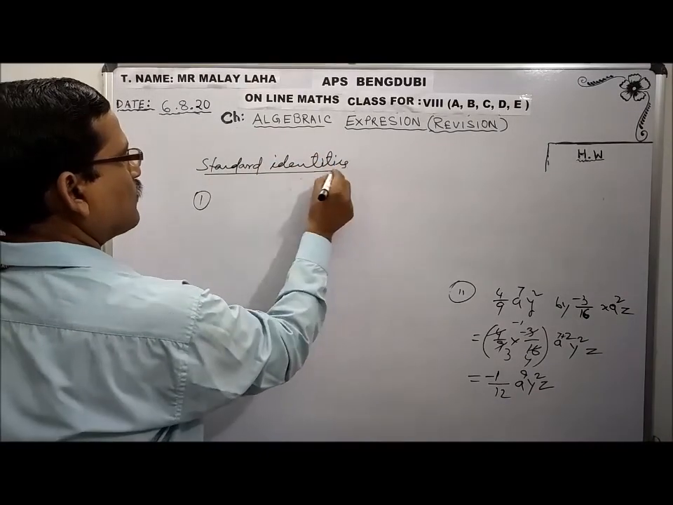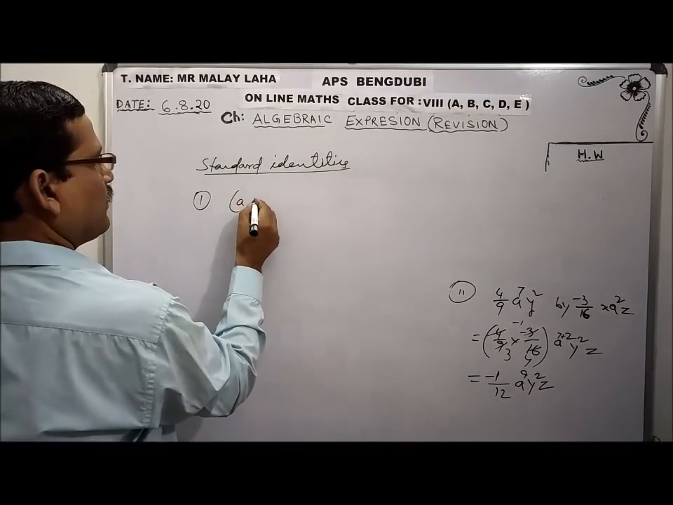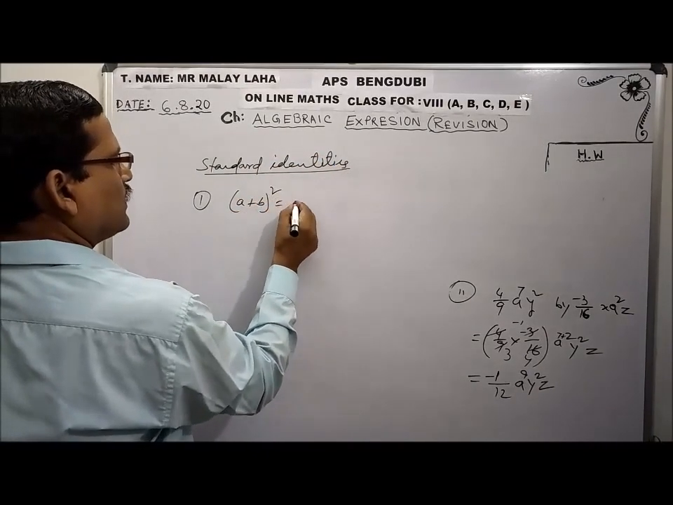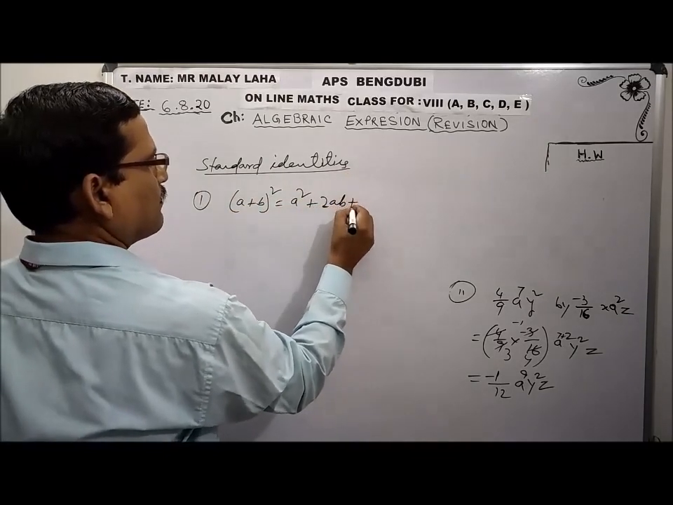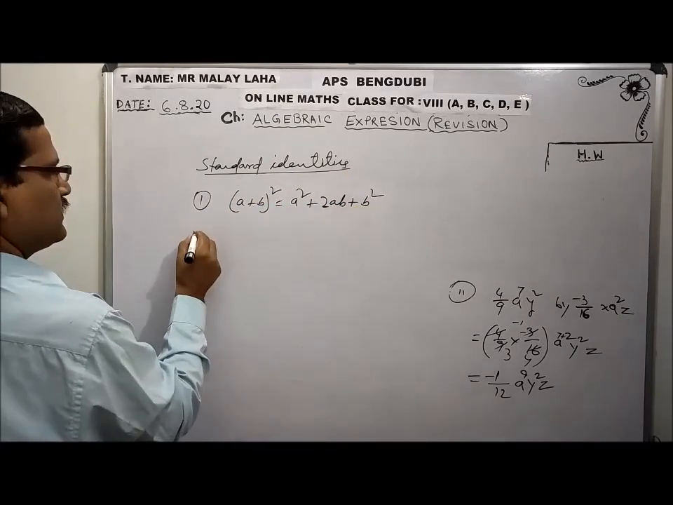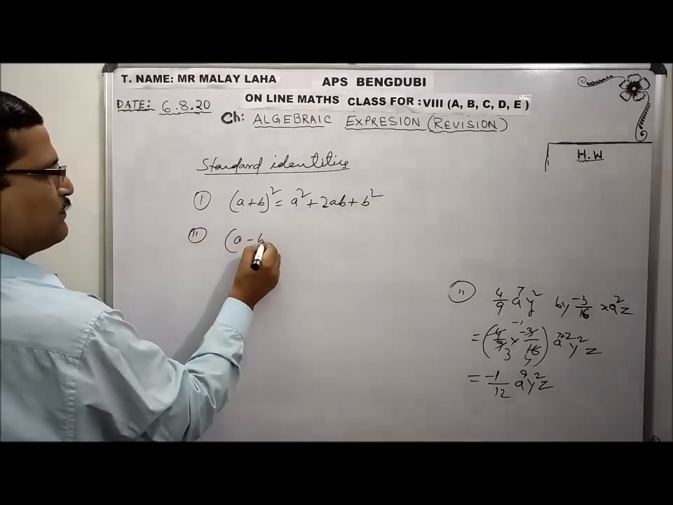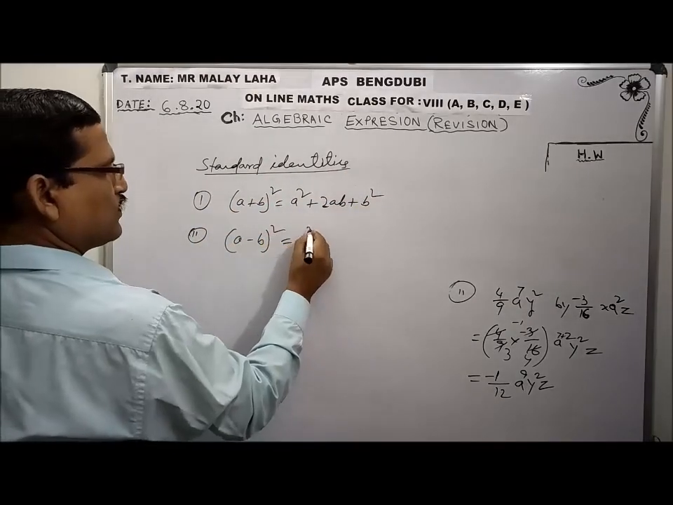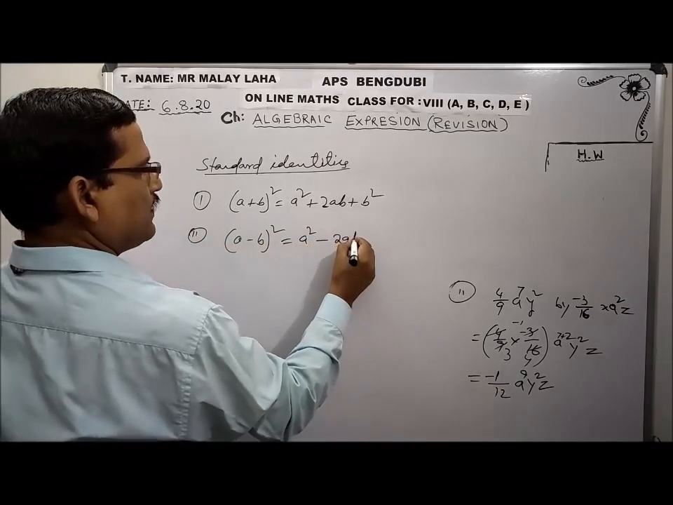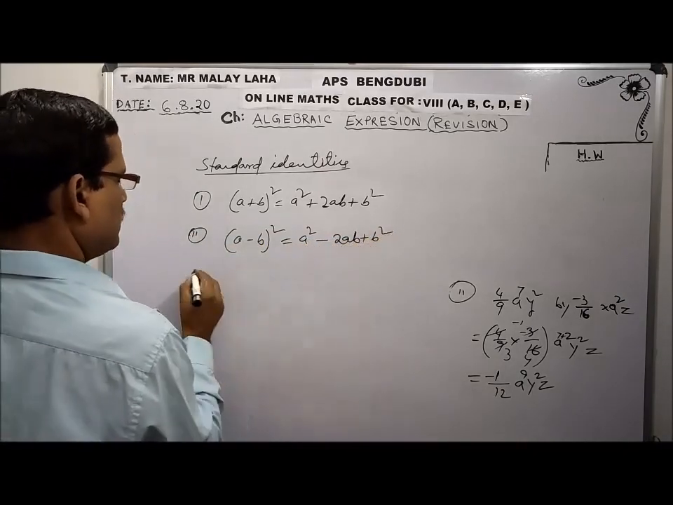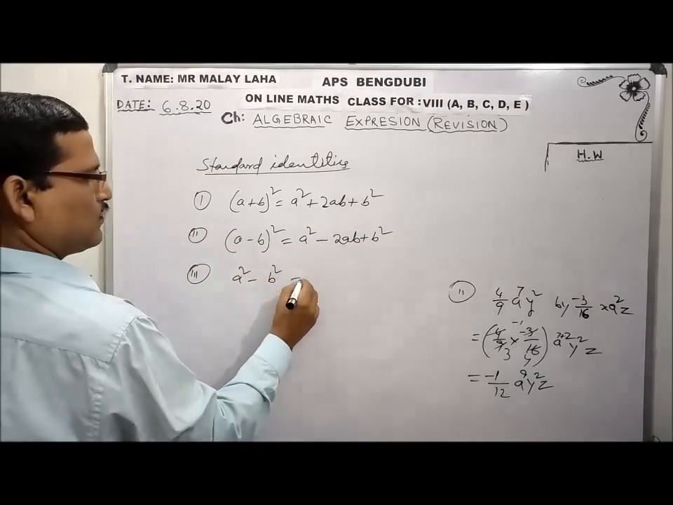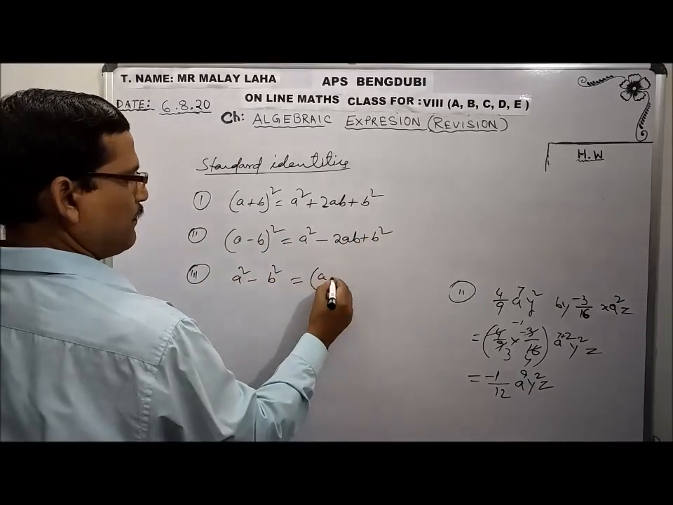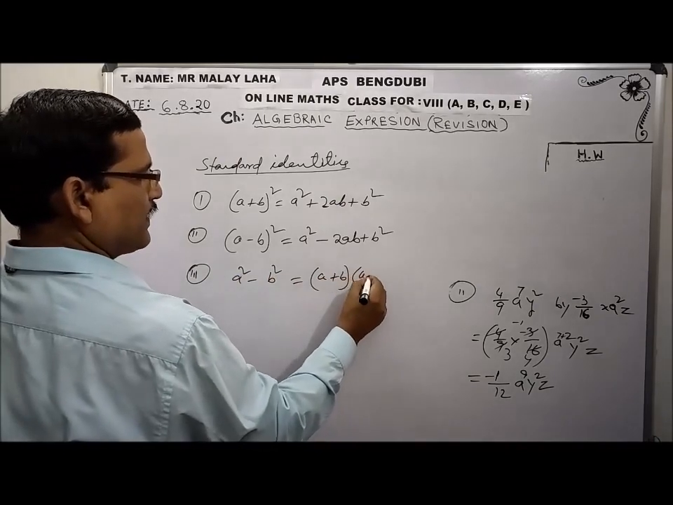What are the 4 standard identities? First, a plus b whole square is equal to a square plus twice ab plus b square. Second, a minus b whole square equals a square minus 2ab plus b square. Third, a square minus b square equals a plus b into a minus b.